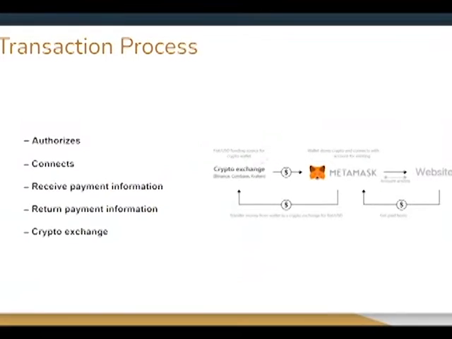First, the cryptocurrency exchange authorizes the MetaMask wallet. The wallet stores information and connects to our website account for minting. When a user makes a purchase, MetaMask will receive payment information from our website, and MetaMask will then return the transaction information to the crypto exchange to complete the transaction.